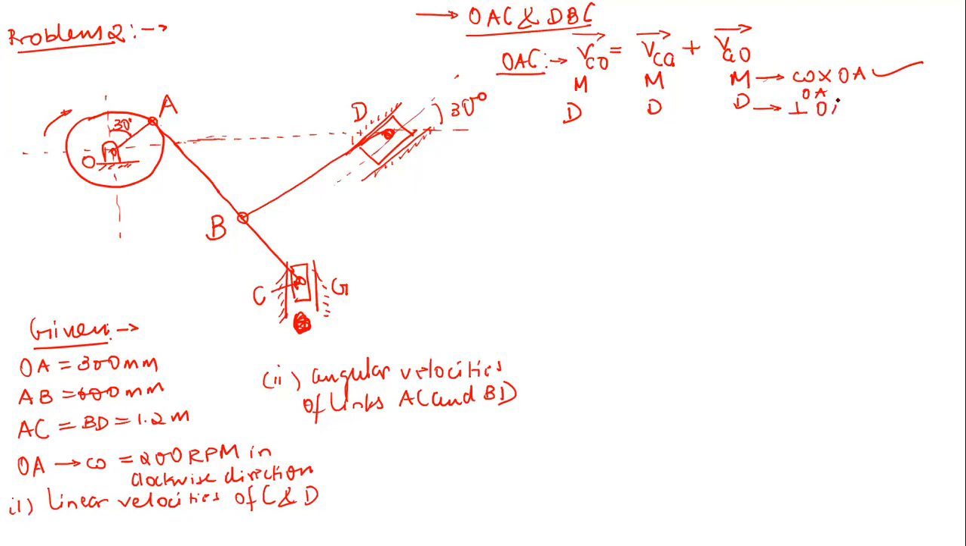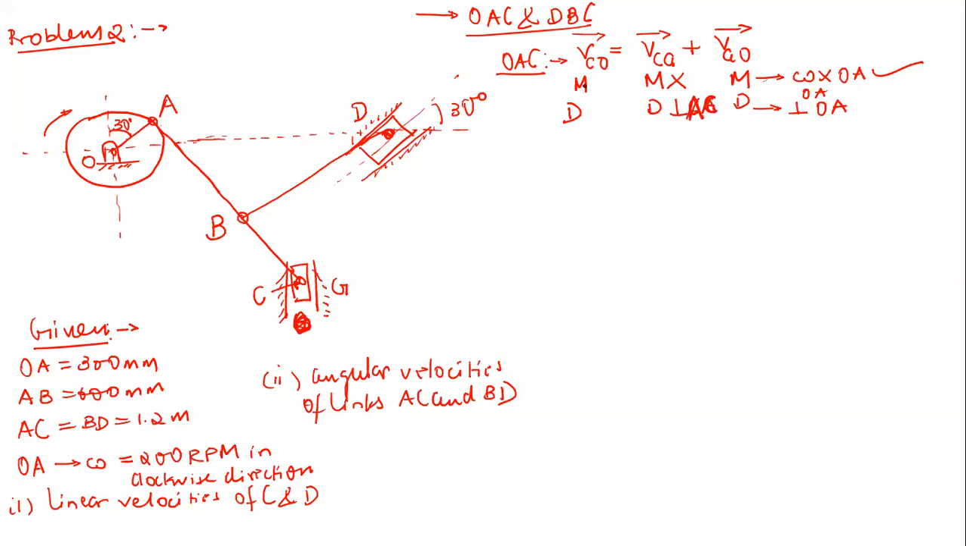So what is the direction? Perpendicular to OA. Now come to this VCA vector. Is it known in magnitude or direction? Velocity of C with respect to A. First of all, is it known in magnitude? No, sir. Is it known in direction? Yes, obviously, sir. This is perpendicular to AC, or CA, whatever you wish.